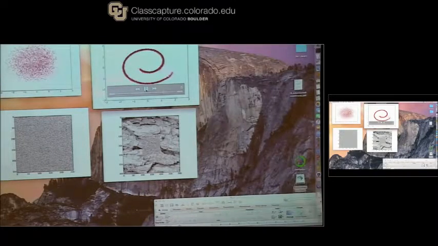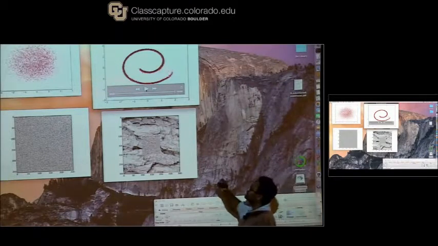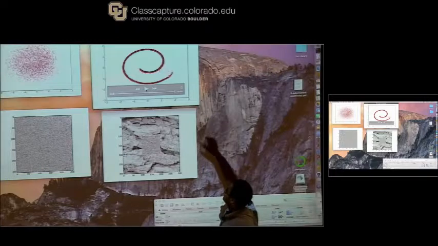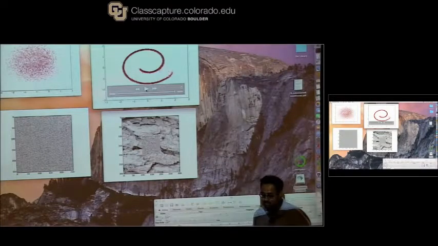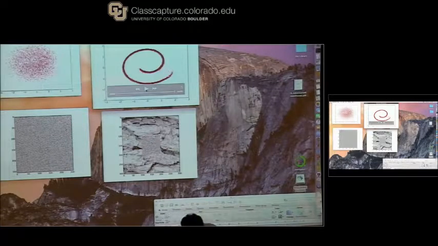Right? A Swiss roll pops out of the noise. Okay? What this system has effectively learned is a time-dependent vector field that starts from anywhere and directs you to the Swiss roll. Okay? All right, let's do something a bit more complicated.